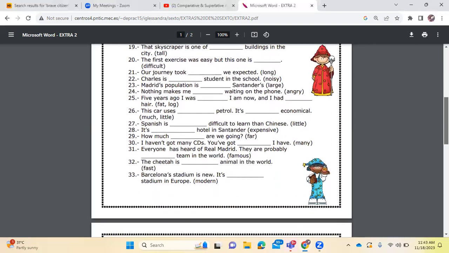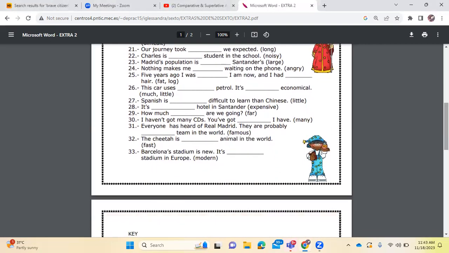Okay, let's move on to the next few. Can you find the answers?